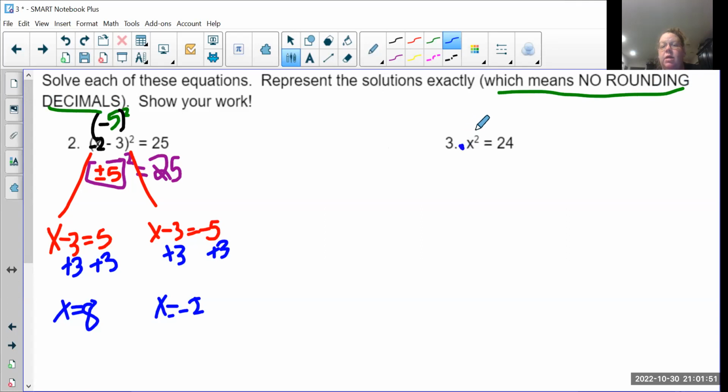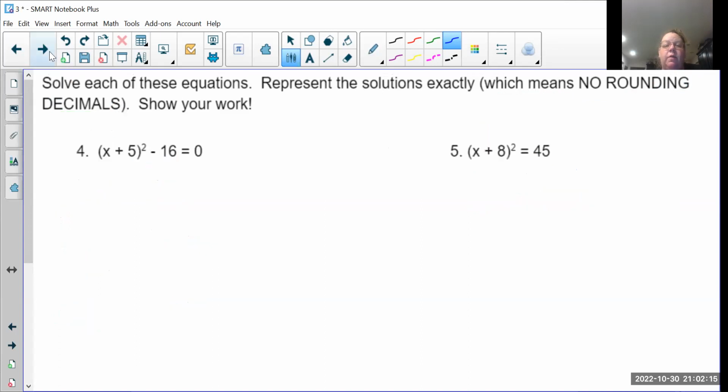So technically we're taking the square root of this and the square root of this, because the square root and a square kind of cancel each other out. So we get x equals the square root of 24. But remember, most of the time when we have quadratics, we have two answers. So we want the positive and negative square root of 24. Just like over here, we have the positive and -5.